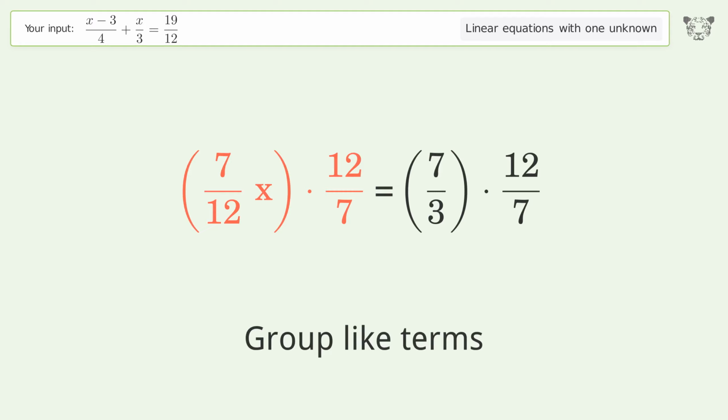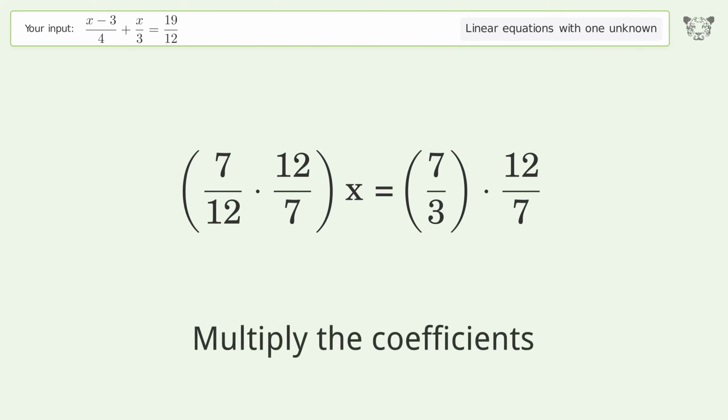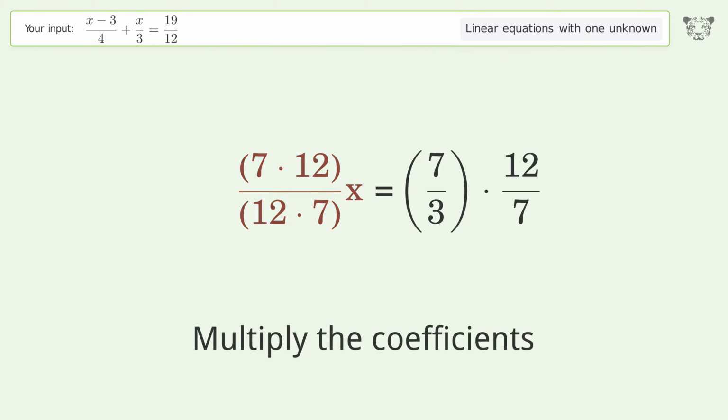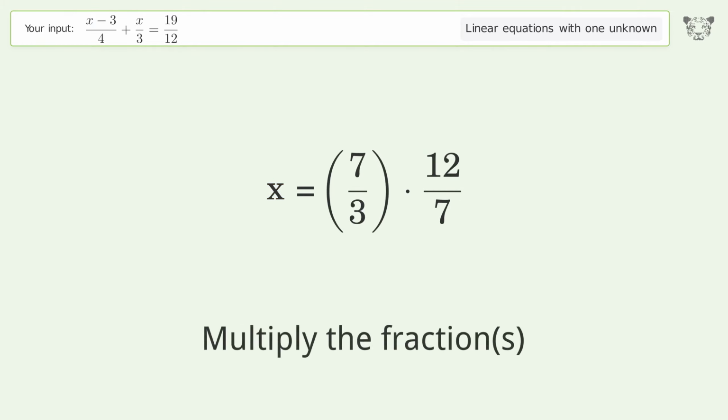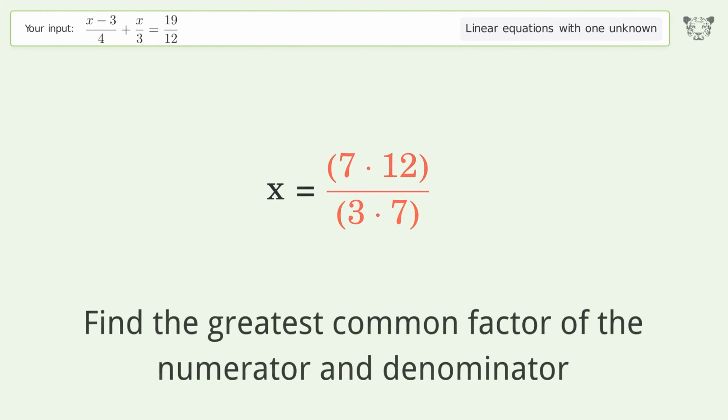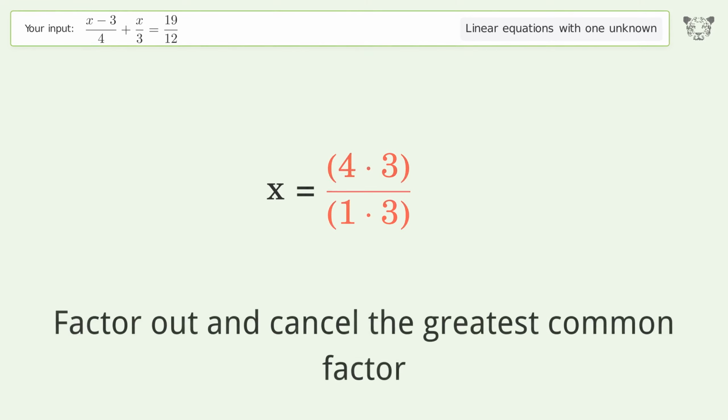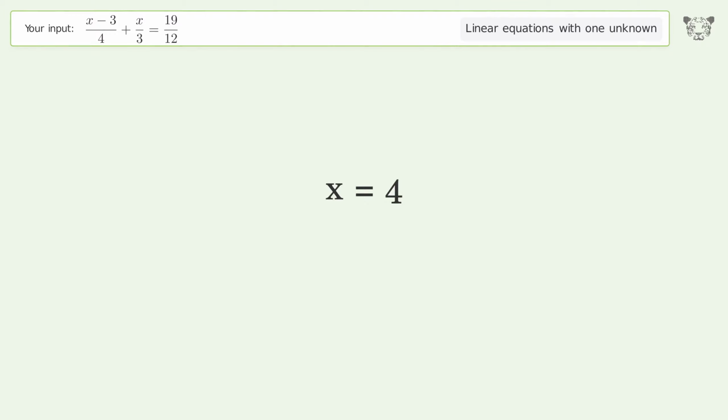Group like terms. Multiply the coefficients. Simplify the fraction. Multiply the fractions. Find the greatest common factor of the numerator and denominator. Factor out and cancel the greatest common factor. And so the final result is x equals 4.